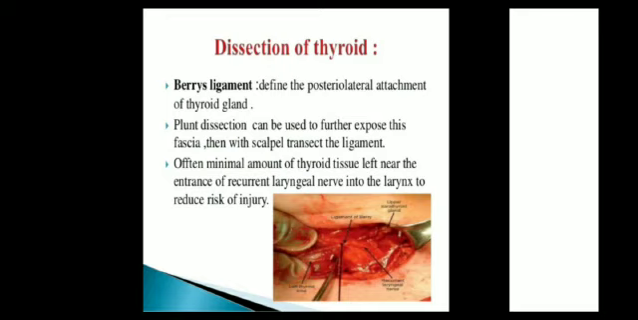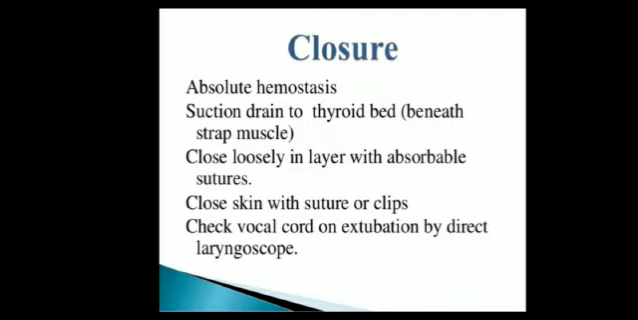Dissection of thyroid. Berry's ligament. Define the posterolateral attachment of the thyroid gland. Blunt dissection can be used to further expose this fascia, then with a scalpel transect the ligament. Often a minimal amount of thyroid tissue is left near the entrance of the recurrent laryngeal nerve into the larynx to reduce the risk of injury. Closure.